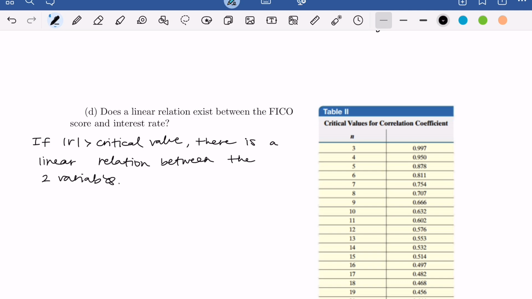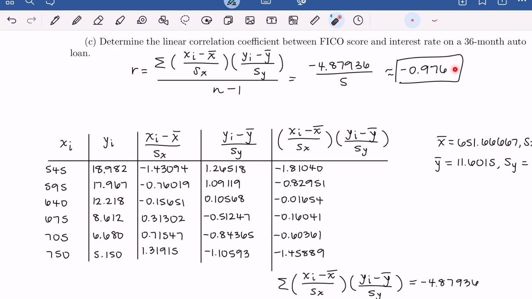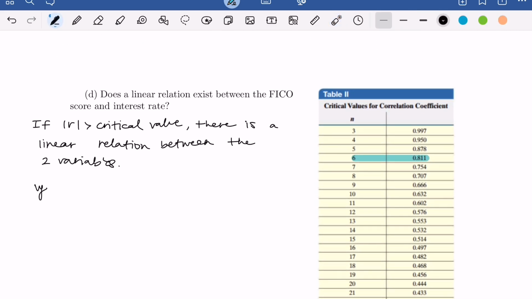All right, so in this case, we need to find the critical value. So we know our n is 6. So our corresponding critical value is going to be this 0.811. And if you remember going back up here, our correlation coefficient was this guy. So in this case, yes, there is going to be a linear relation between the FICO score and the interest rate, because if we take the absolute value of our correlation coefficient, this is going to be greater than this critical value.